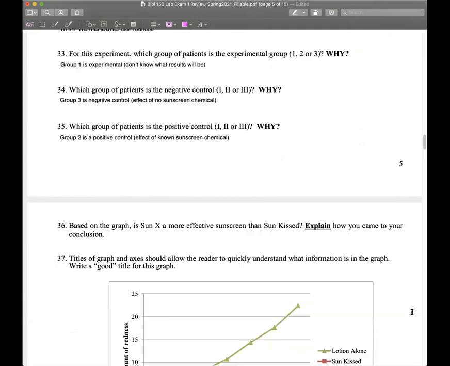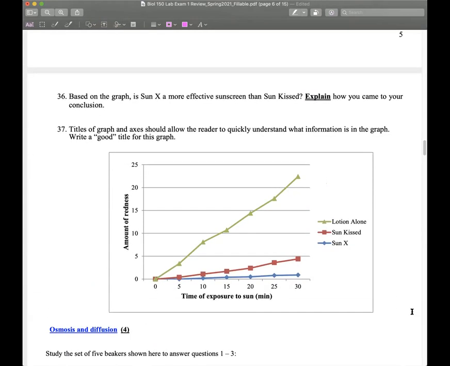So I believe we have a graph here. Yes. So based on the graph, Sun X is more effective. Is Sun X more effective than Sun-Kissed? And how does the graph show us what the results are? How can we use this graph to come to a conclusion? That's what 36 is asking.